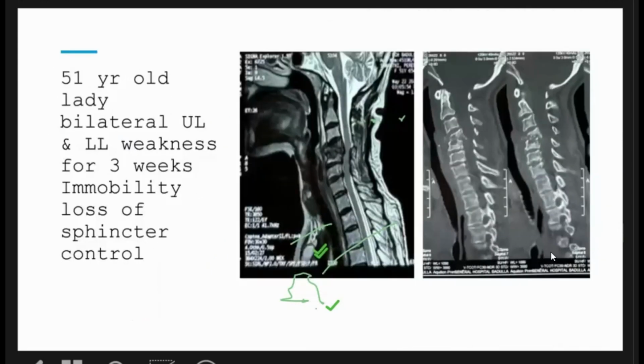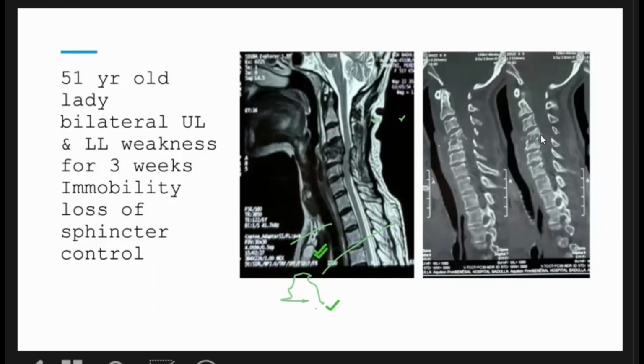So these are a couple of cases I thought I would discuss. This was a 51-year-old lady whom we operated on a few months ago. She presented to us with bilateral upper limb and lower limb weakness for 3 weeks, and she was completely immobile and had lost sphincter control. If you look at the CT scan, you can see C4 is completely disintegrated, more than half of it collapsed, and the C5 end plate is destroyed.